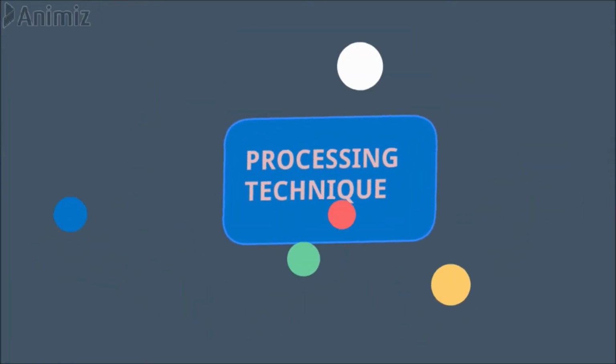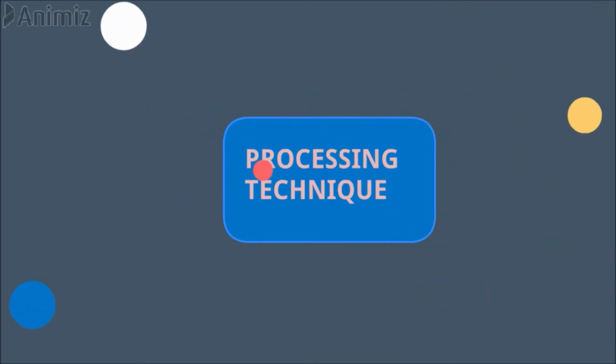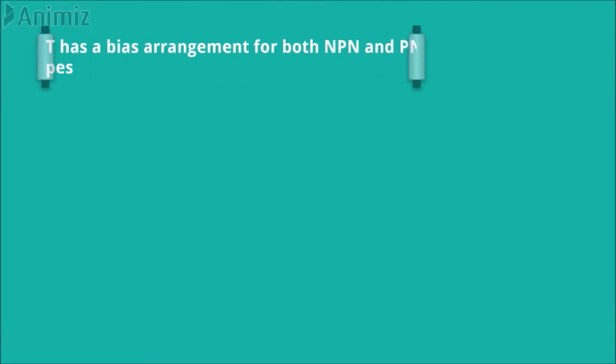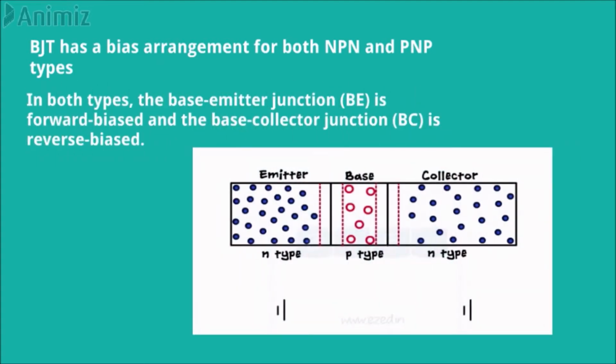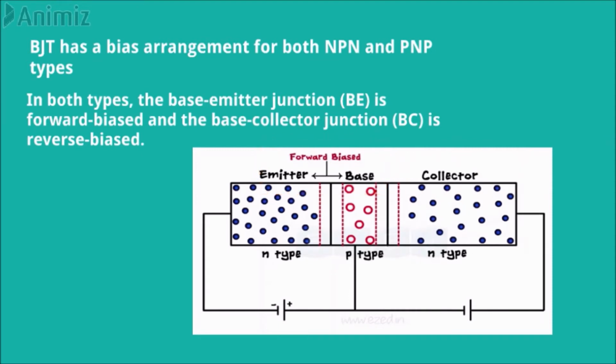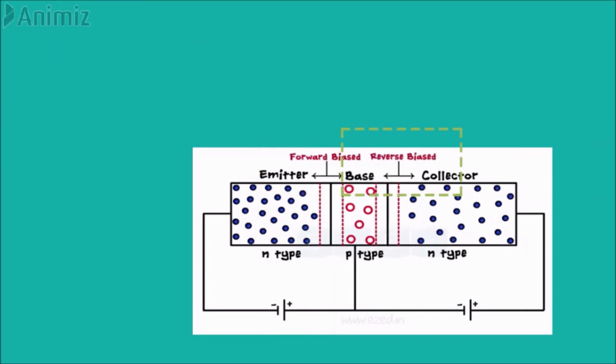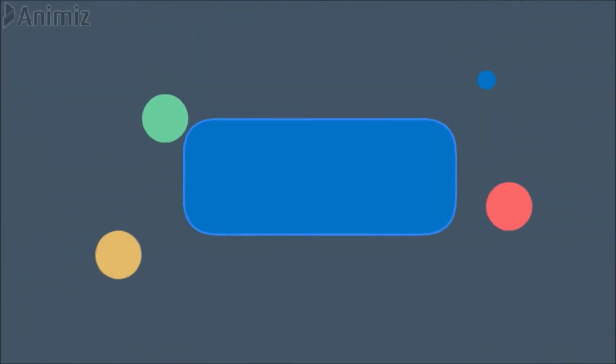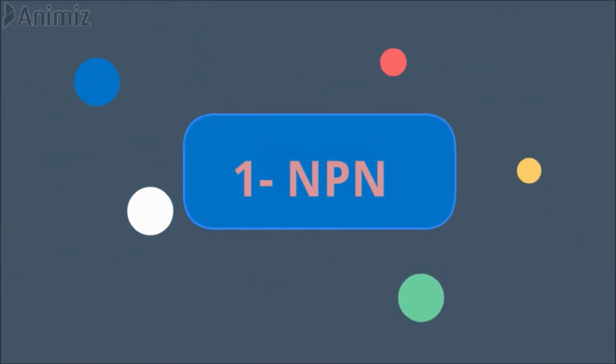In processing technique we will learn how the BJT works. BJT has a bias arrangement for both NPN and PNP types. In both types, the base-emitter junction is forward biased, and the base-collector junction is reverse biased. So now we will learn the working principle for the NPN transistor.